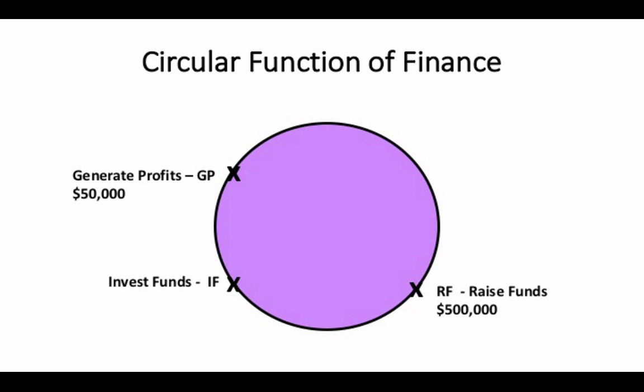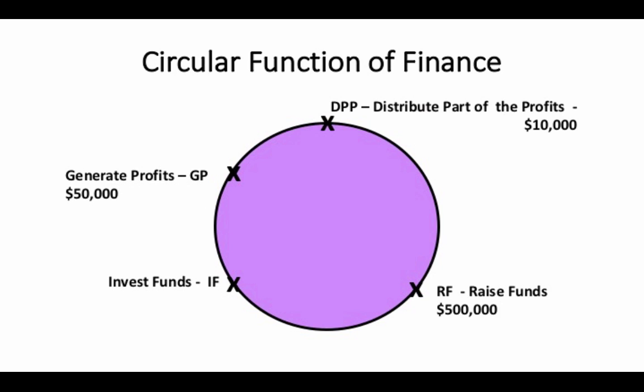Let's assume that you have generated $50,000 in profits. At this point, you will determine whether to reinvest all the profits or share part of the profits with the shareholders. You decided to share $10,000 in dividends with shareholders as a token of appreciation and to share the success of the business, and reinvest $40,000 in the restaurant.